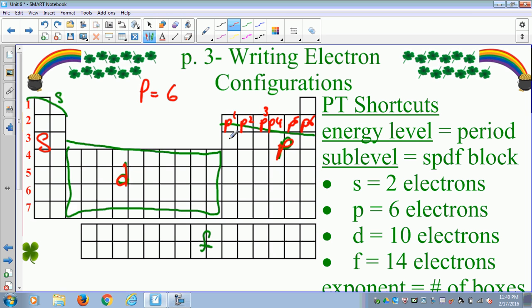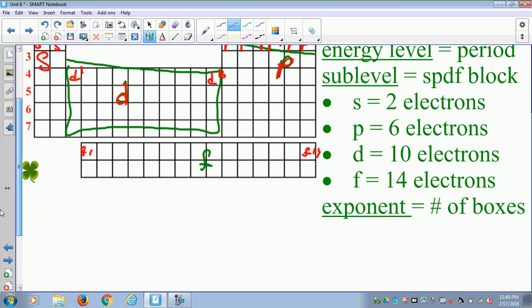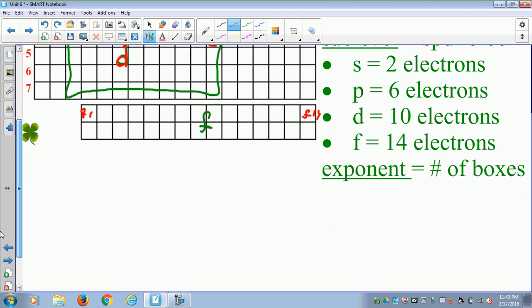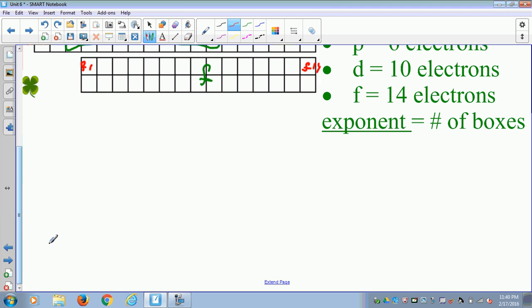So it makes it easier. This is all S1 and S2, and it goes from D1 to D10, and this one goes from F1 to F14. So this is how the periodic table makes your electronic configuration much easier. We will discuss it in detail in the class.